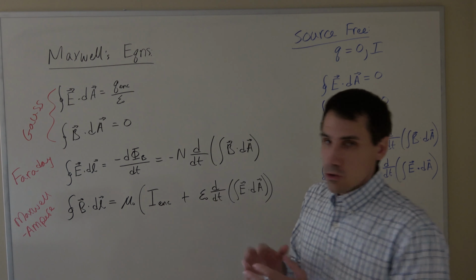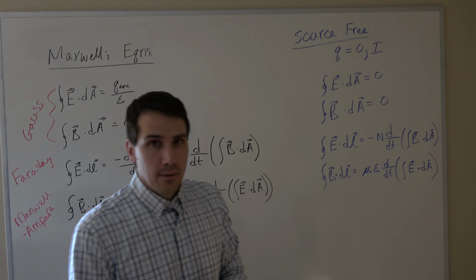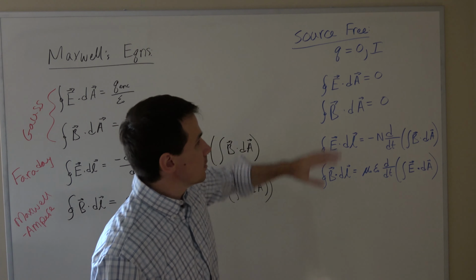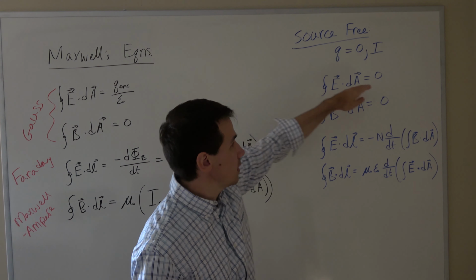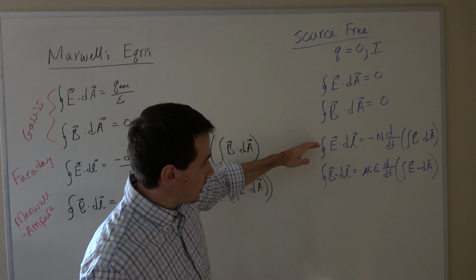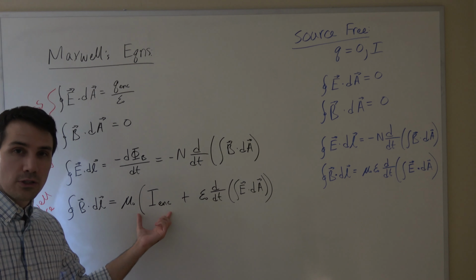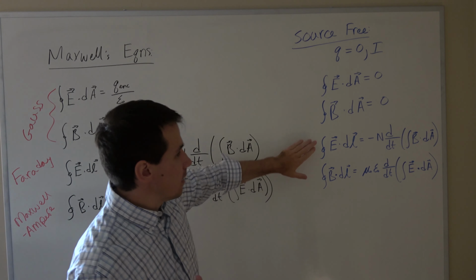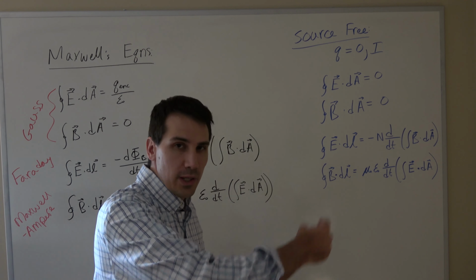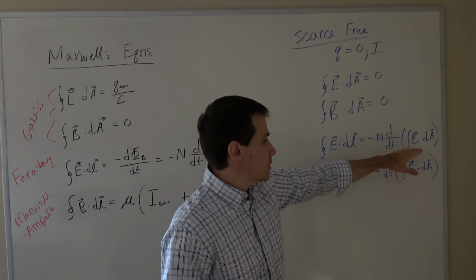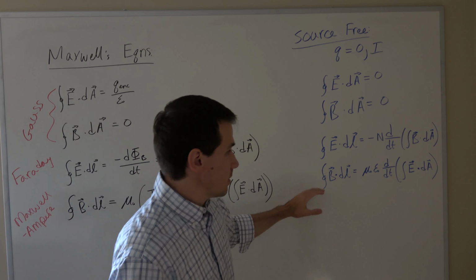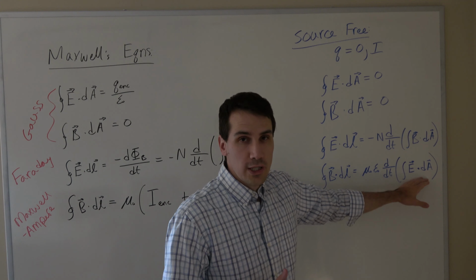So when we're looking at the source-free Maxwell's equations, well, we're going to set Q and I to 0. So the first two equations are both equal to 0. And then the next two equations, we have our integral here. We left out the I enclosed because we said I is 0. And so we have an integral around some closed loop. This is dl. We're integrating around some closed loop, equal to the change in magnetic flux through that loop. And we have the integral of the magnetic field around some closed loop equal to the change in the electric flux through that loop.